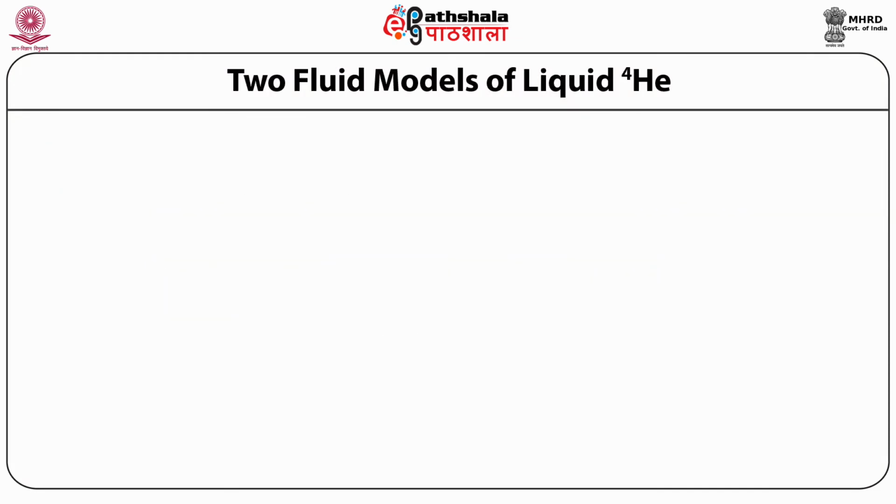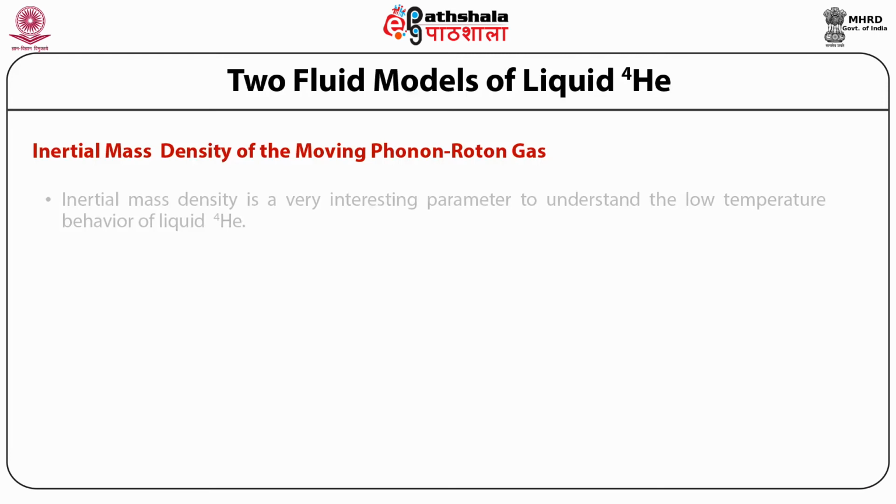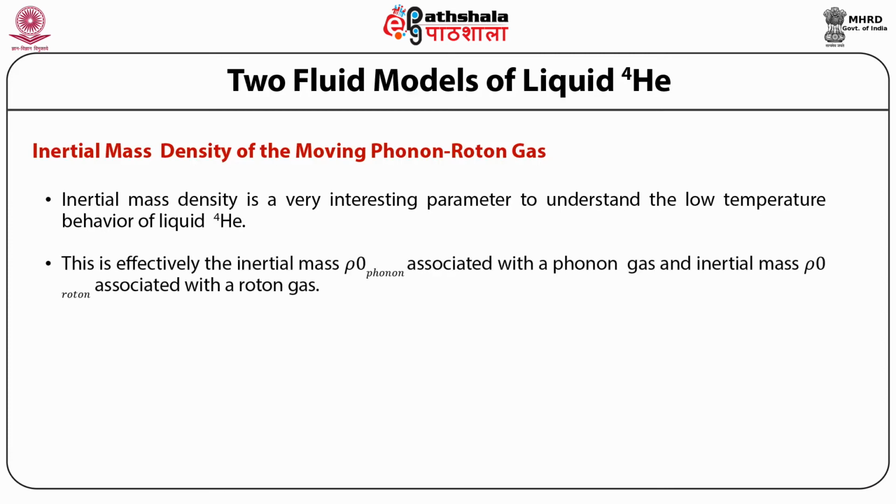Now, there is another very interesting feature which we must look at, which corresponds to inertial mass density of the moving phonon-roton gas. Inertial mass density is a very interesting parameter to understand the low temperature behavior of liquid helium-4. This is effectively the inertial mass rho naught phonon associated with a phonon gas, and inertial mass rho naught roton associated with a roton gas.